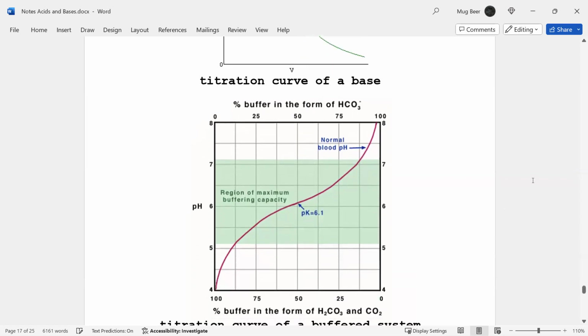Now, why does this look so weird? We haven't talked about this.